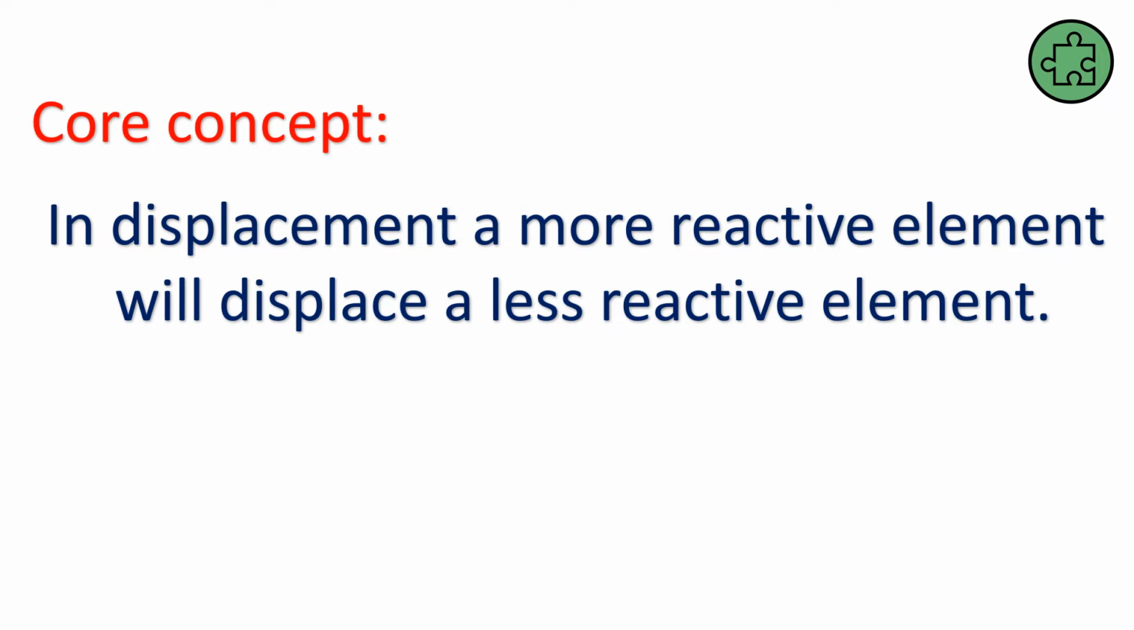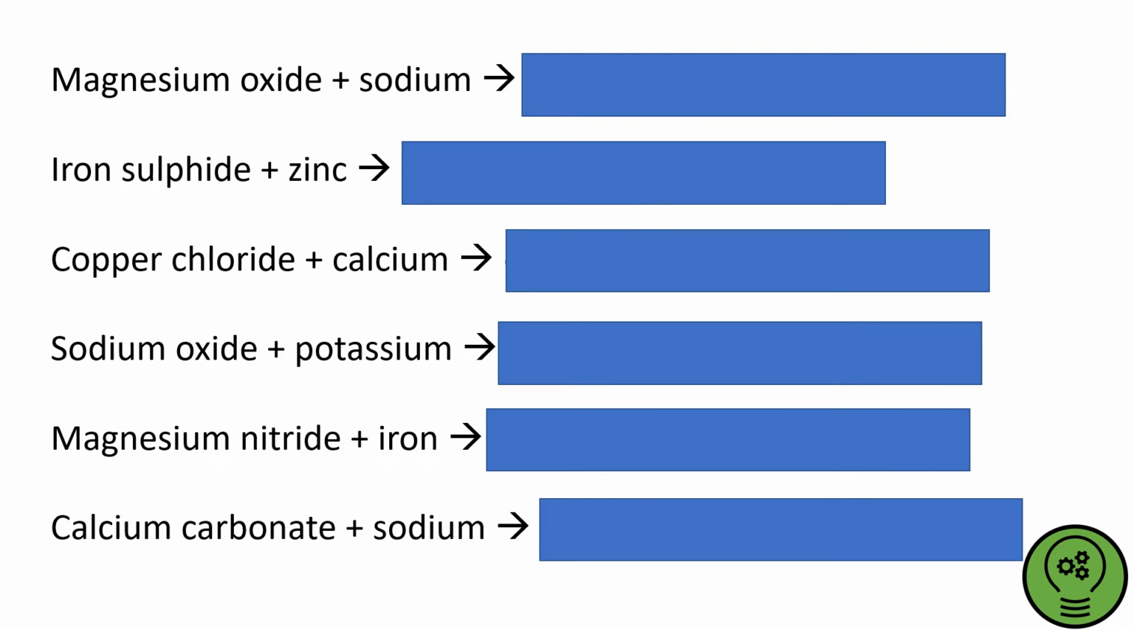So the core concept here in displacement is that a more reactive element will displace a less reactive element. The reason I've said element, not metal, is because when we looked at the halogens in Unit 4, which are non-metals, they were displacing other halogens, because one was more reactive than the other. So it's the more reactive element, whatever that is, metal or non-metal, displacing the less reactive element. This might be quite difficult because you probably don't have a reactivity series in front of you, but hopefully you could have a go. So if you want to pause the video, have a go. If not, I will continue.